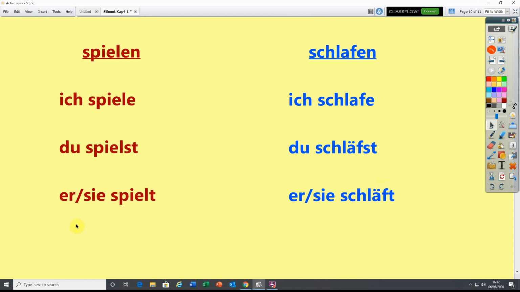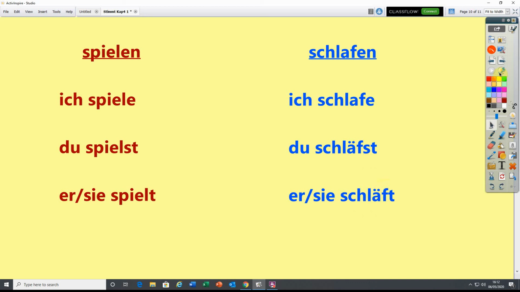I haven't given the plural forms, the wir, the ihr, the sie, the sie. They would be totally normal and regular. Wir schlafen, ihr schlaft, sie schlafen, sie schlafen. It's just these two forms that are irregular, and the irregularity is in the vowel of the stem. Something will change. It may be that it adds an umlaut, it may be the vowel changes, it may be it adds a vowel or something like that, but the endings are still the same.